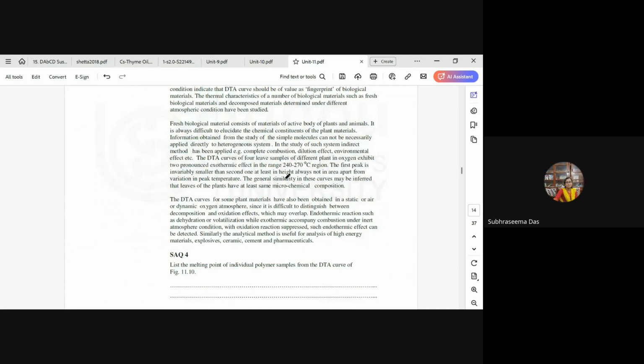The DTA curves for some materials have also been obtained in static or dynamic air, oxygen, or moisture atmosphere. So here we look at the endothermic and exothermic reactions of various biosamples, or parts of biosamples, in different atmospheres. We can talk about the degradation process, the oxidation process, the reduction process, and other processes. Similarly, DTA has also been used in analysis of high energy materials, explosives, ceramics, cements, and pharmaceutical industries. So these are some of the industrial applications of DTA.